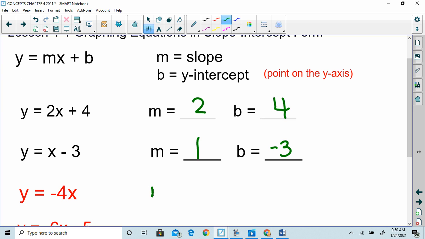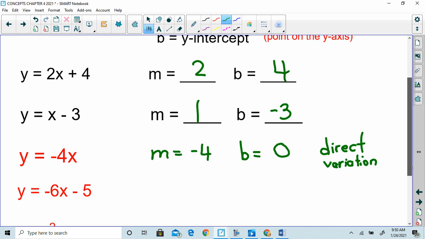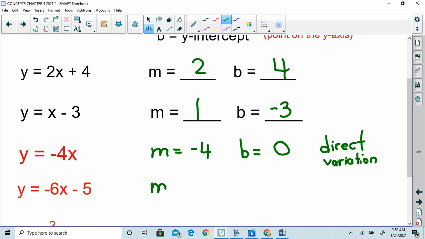My slope is just the number or coefficient in front of the variable. In this case, it's -4. Now, my y-intercept is my starting point, and if we think back to work that we did previously, we know that a model of direct variation passes through the origin, so that means my y-intercept is 0. Old material comes back in other forms. My next one, my slope is -6. My y-intercept is -5.